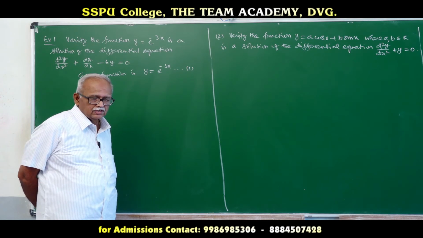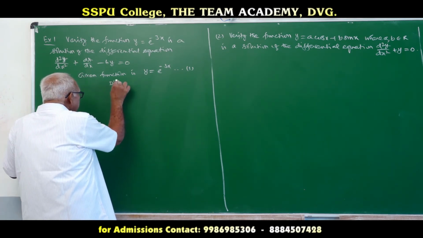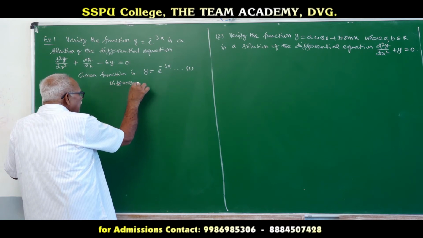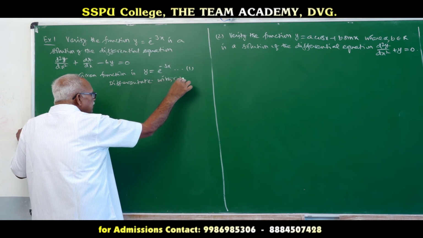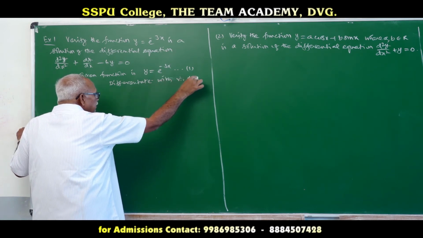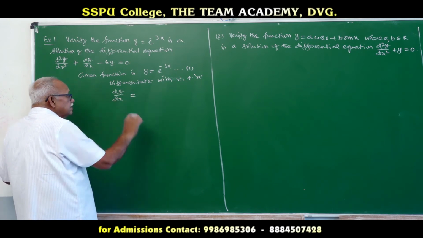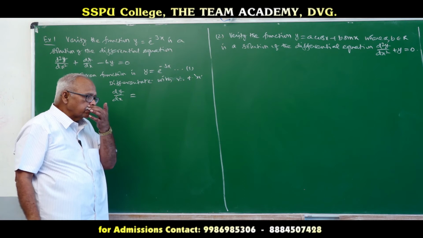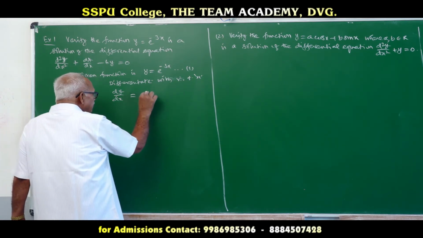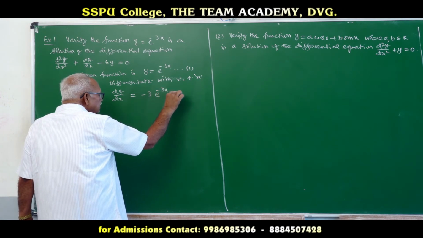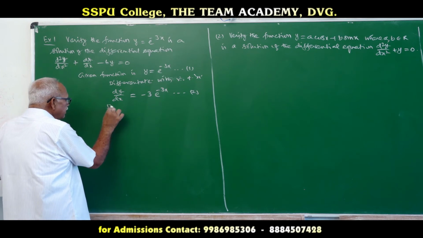So, the procedure for this is first to take the function and differentiate with respect to x. We can see differentiation of y is dy by dx. What is the differentiation of e power minus 3x? Minus 3 e power minus 3x. Now, again let us differentiate.